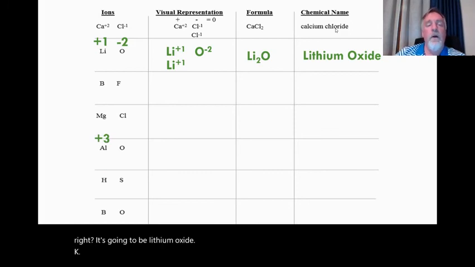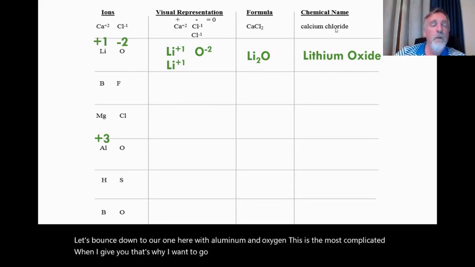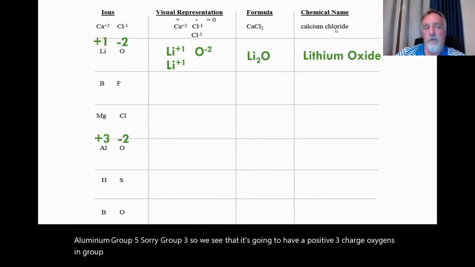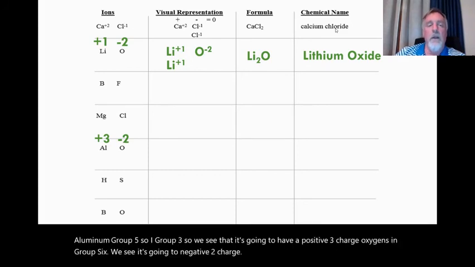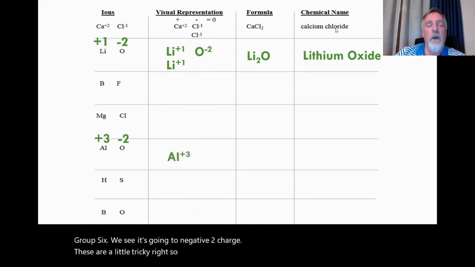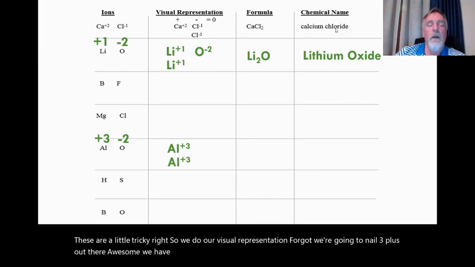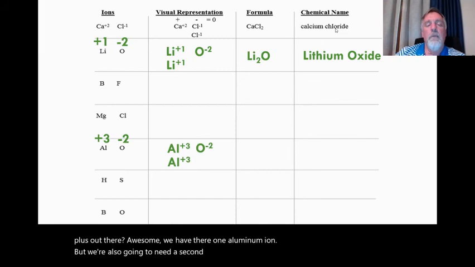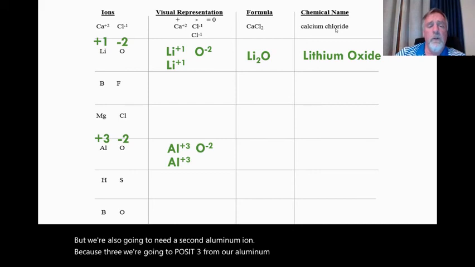Let's bounce down to our one here with aluminum and oxygen. This is the most complicated one I can give you. That's why I want to go through an example here. Aluminum's in group 3, so we see that it's going to have a +3 charge. Oxygen's in group 6, we see it's going to have a -2 charge. These are a little tricky, right? So when we do our visual representation, we're going to put an Al3+ out there. Awesome, we have our one aluminum ion. But we're also going to need a second aluminum ion, because we're going to have +3 from our aluminum, -2 from our oxygen. Those aren't going to cancel each other out.